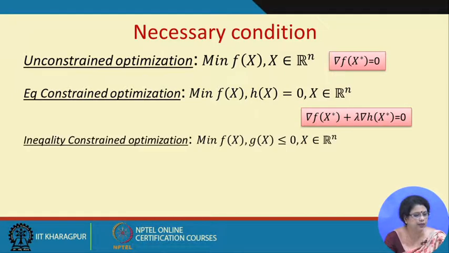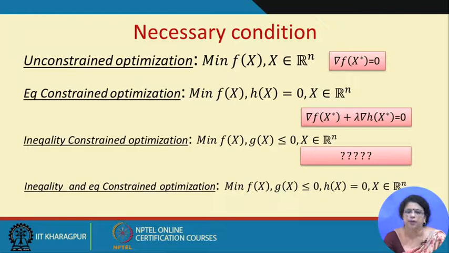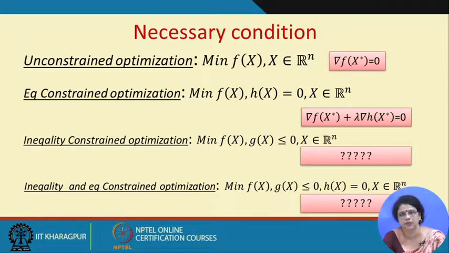Now, if we consider the inequality constraint instead of the equality constraint, that is, minimization of f(x) subject to g(x) less than or equal to 0, where here also the decision vector x is in the n-dimensional space, what should be the necessary condition for that? We have to find it out. Not only that, if we have constraints of the mixed type, with equality constraints as well as inequality constraints, we also need to find what the necessary condition would be for this problem.